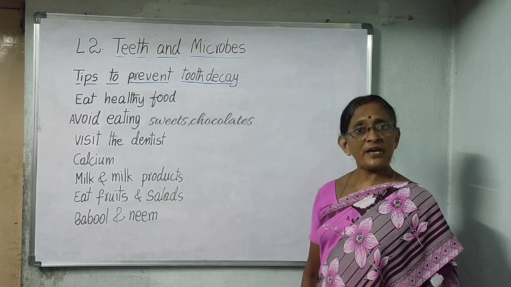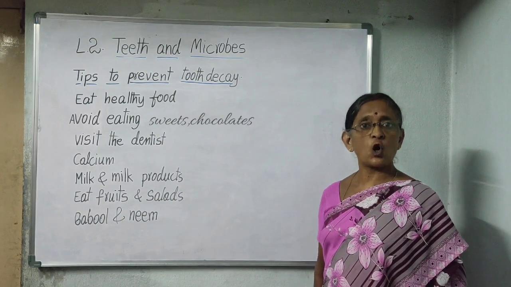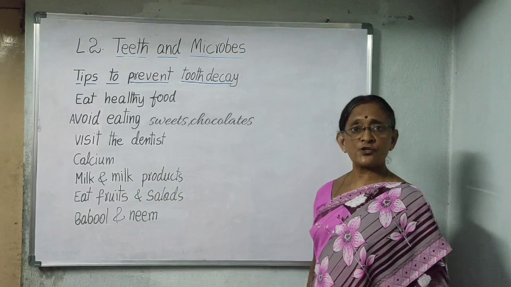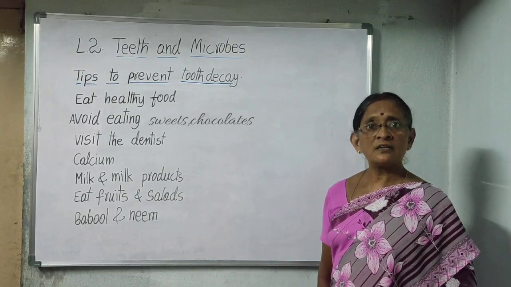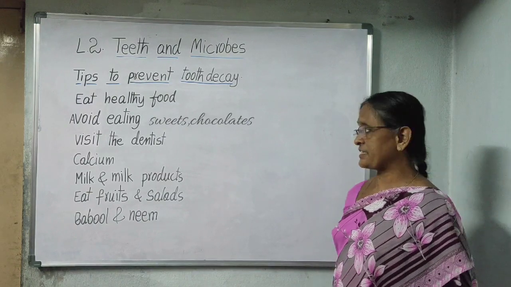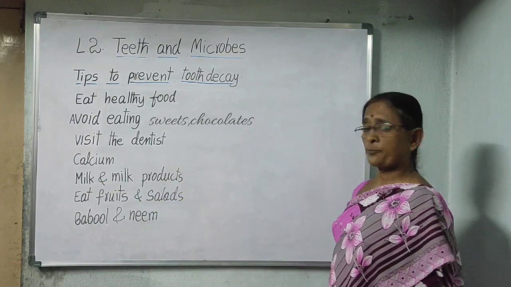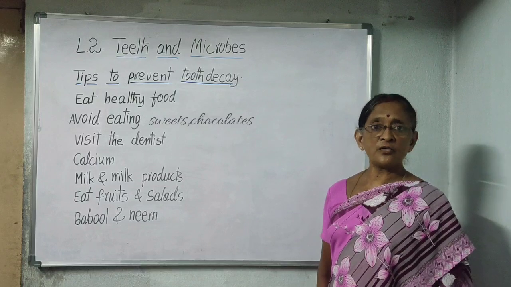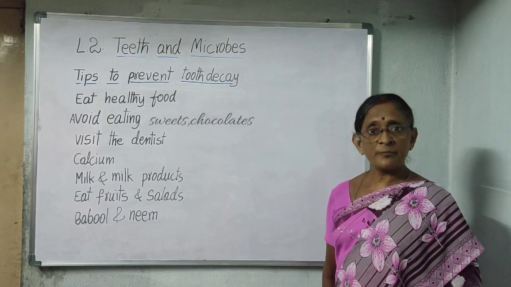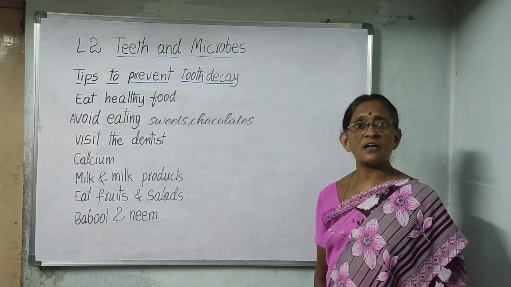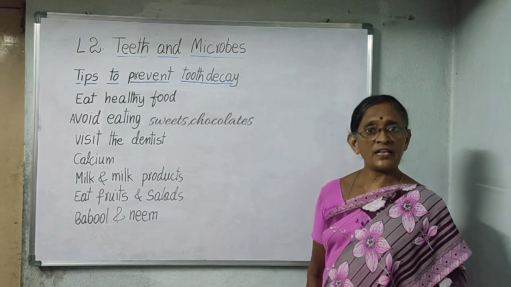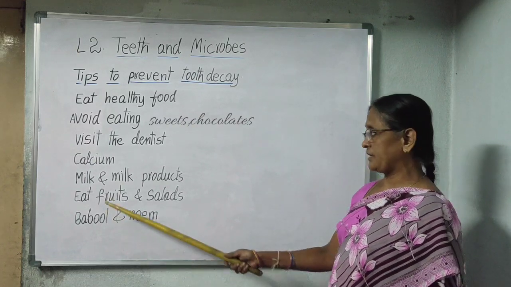Calcium. Calcium is very important for strong and healthy teeth. The sources of calcium are milk, vegetables, curd, cheese, etc. Milk and milk products such as milk, curd, buttermilk, cheese and butter are sources of calcium, which is good for the health of the teeth.